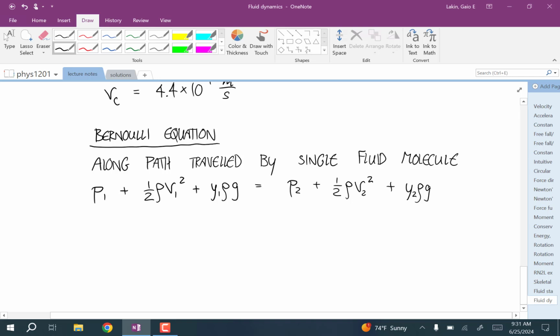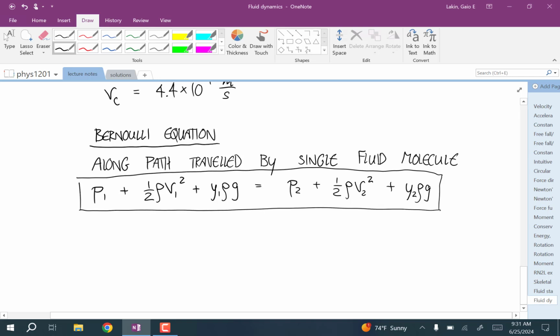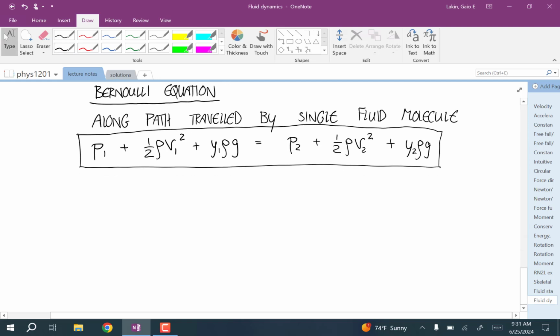And notice I didn't make a distinction between the densities at the two locations. That's because remember that we're making those four main assumptions, and one of them is that this fluid is incompressible. So the density has to be the same everywhere. So this is the Bernoulli equation, a really important equation in fluid dynamics. And this equation tells us two important things. First, it tells us how the pressure in the fluid varies with fluid speed.